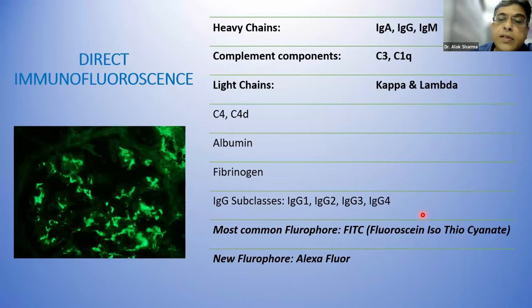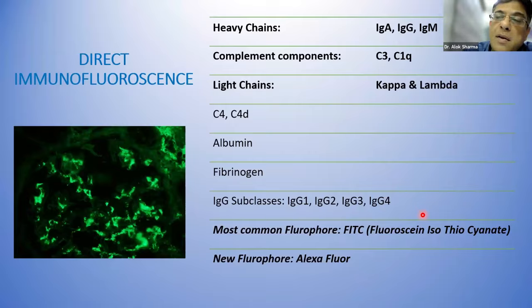Now, direct immunofluorescence, it is very important to have a complete panel. Unless you have a basic complete panel, you would be missing out on a lot of diagnosis. So this panel would include three main components. One, you have the heavy chains, that includes the immunoglobulins, IgA, IgG, IgM. Then you have the complement components, in which C3 is the early complement component, C1q is the late complement component, and then you have both the light chains, kappa and lambda. So you need to have a panel of at least all these 7 in each and every case. You have to have these.